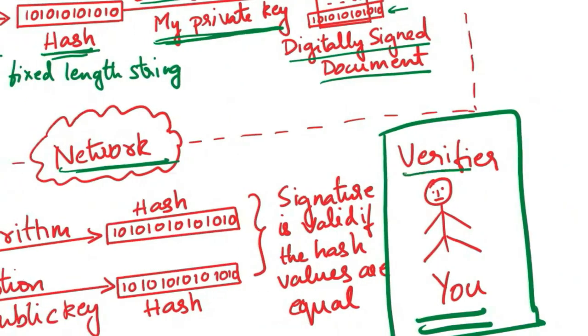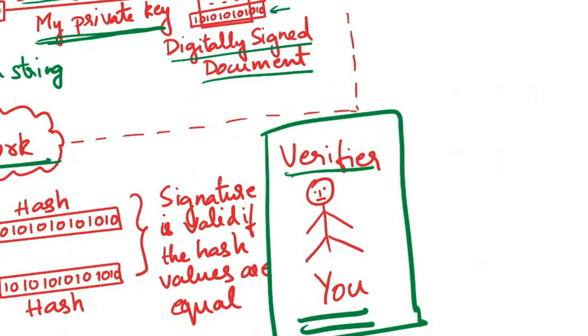Now you are the verifier and you have received the message. Your job is to verify if it is the right document that you have received, if it is not altered, and if it is from me. So to verify a digital signature, you need my public key. That is the signer's public key.